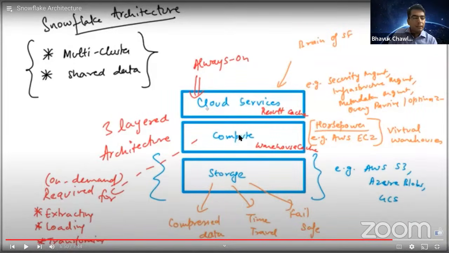And let's say you are ingesting data, loading data into Snowflake, then also the compute layer is executing those load statements, the copy statements that you have. Then we have the cloud services layer, which is always on, running 24/7. This cloud services layer is responsible for security, infrastructure management, metadata management, query parsing, optimization, and many other reasons we need the cloud services layer. So this is a 3-layered architecture, and data is all shared, and this is a multi-cluster architecture.